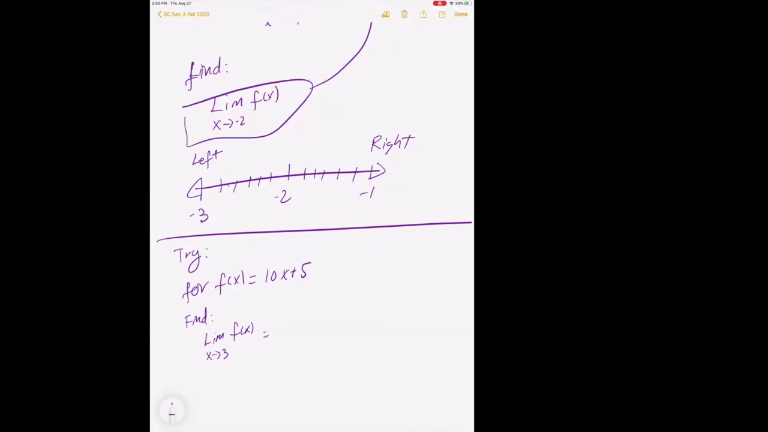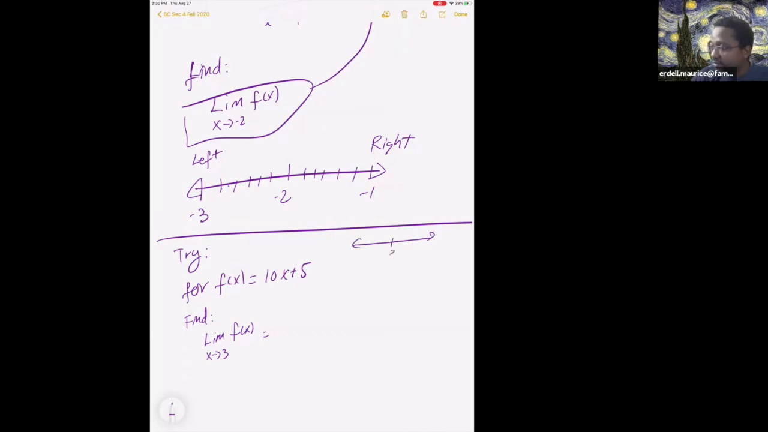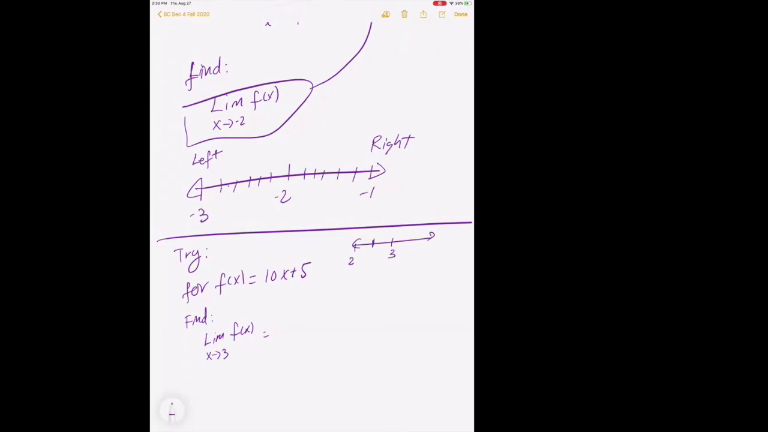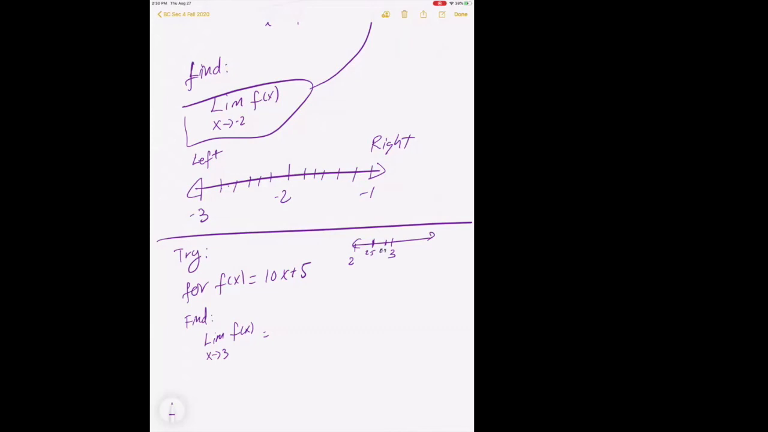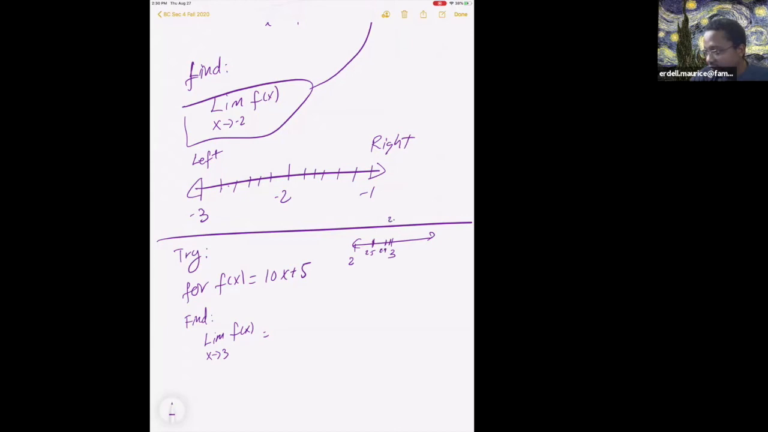See the number line right here? You got your 3. You have 2 over here. What number does that represent right here? 2.5. And then over here, what number would that represent? 2.9. And then right here? 2.99. All right, 2.99. And you do the same thing on the other side of 3, and you put those in a table of values and plug them in.